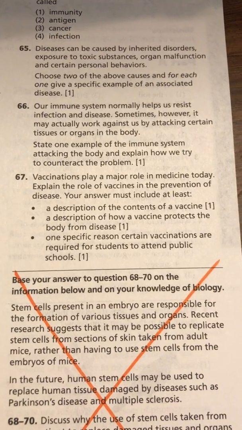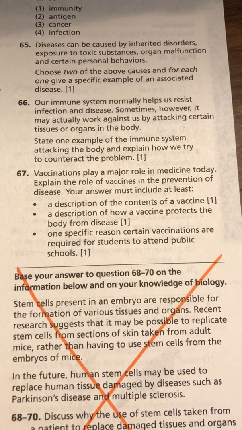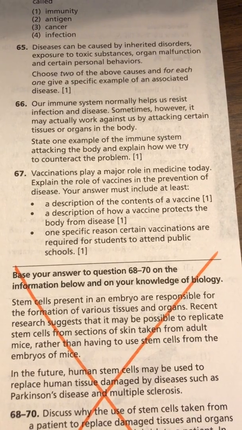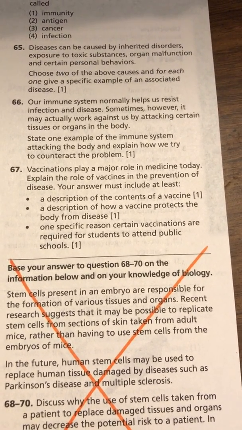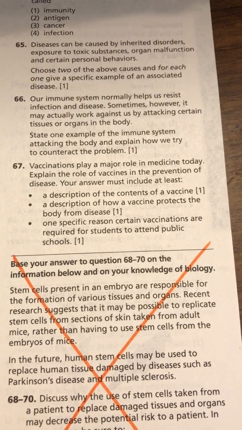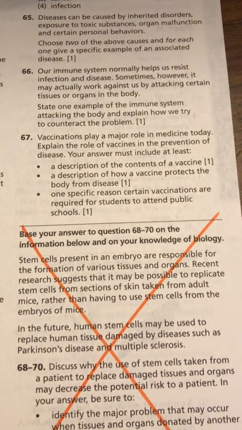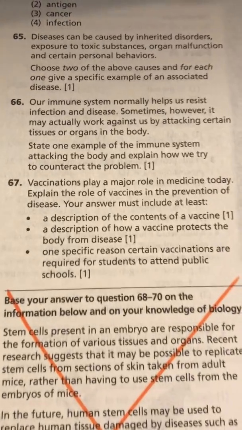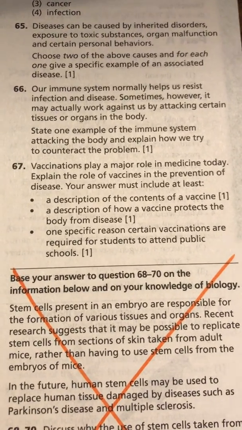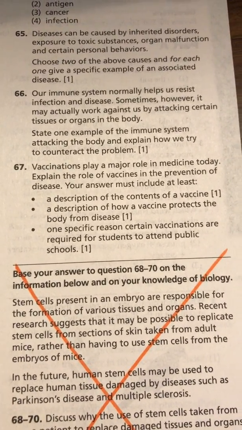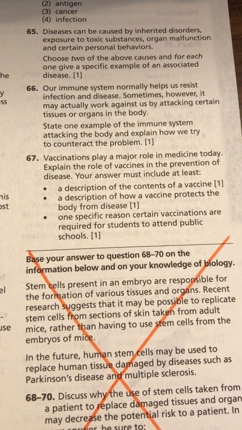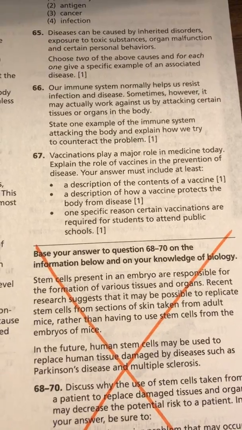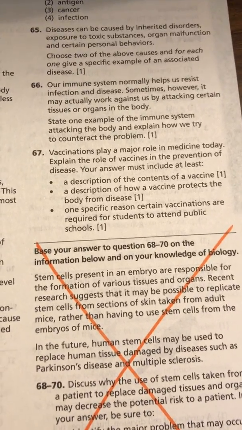65. Diseases can be caused by inherited disorders, exposure to toxic substances, organ malfunction, and certain personal behaviors. Choose two of the above causes and for each give one specific example of an associated disease. 66. Our immune system normally helps us resist infection and disease. Sometimes, however, it may actually work against us by attacking certain tissues or organs in the body. State one example of the immune system attacking the body and explain how we try to counteract that problem.